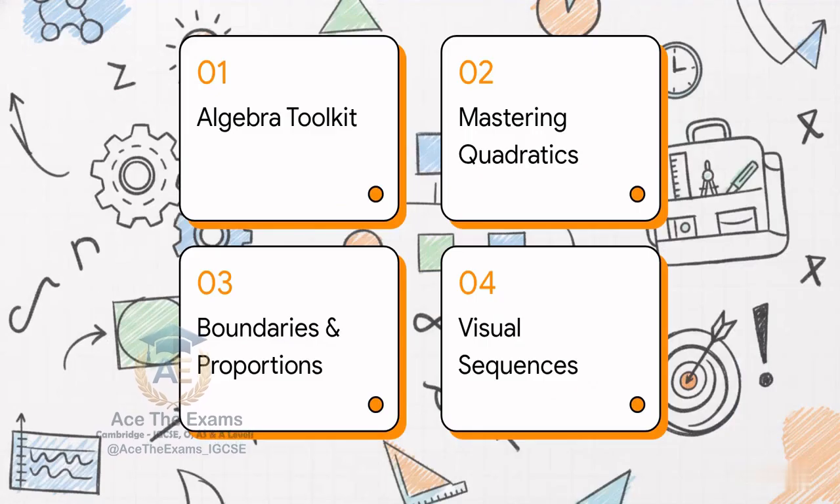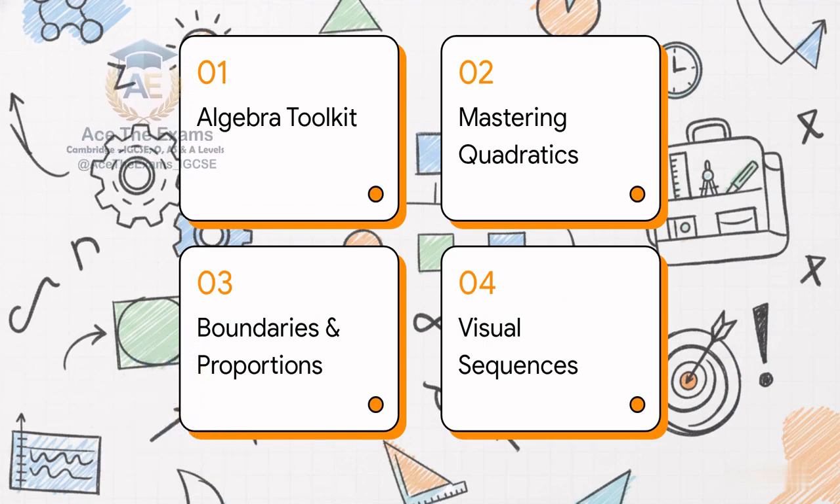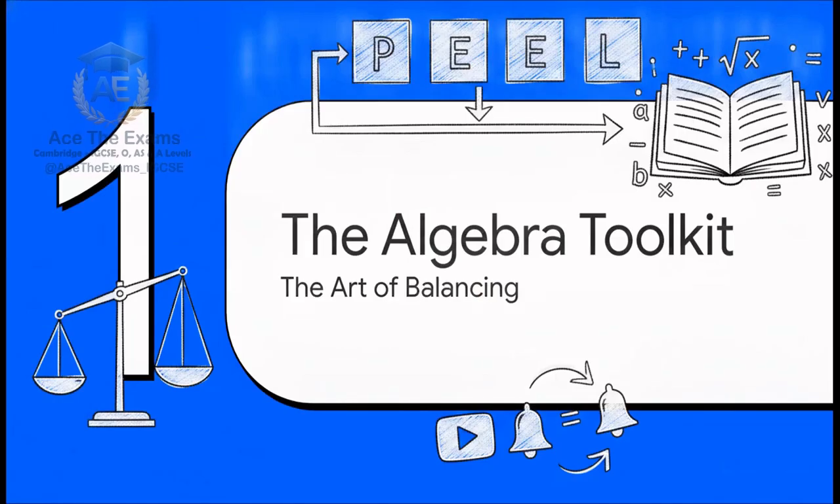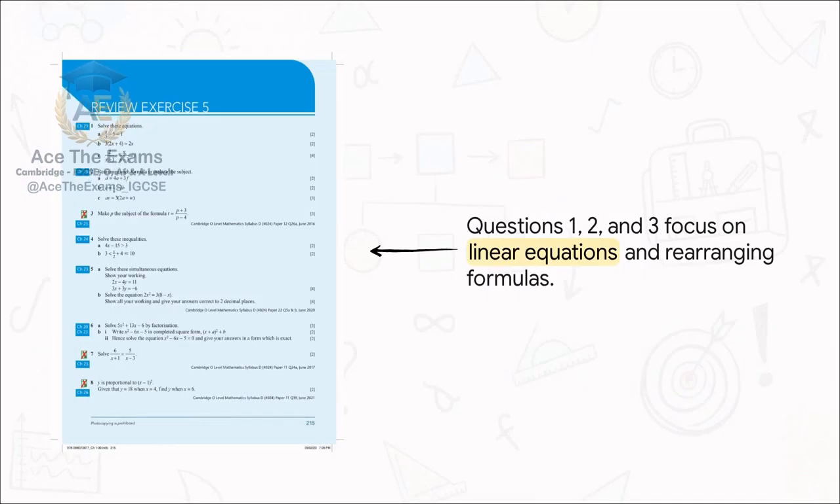To do this, we'll build out 4 distinct toolkits today: the Algebra Toolkit, Mastering Quadratics, Boundaries and Proportions, and finally, Decoding Visual Sequences. Let's jump in. Section 1. The Algebra Toolkit, the art of balancing. The core goal here is isolation, whether you're solving for x or rearranging an equation to make p the focus.